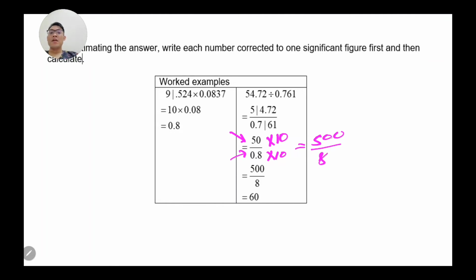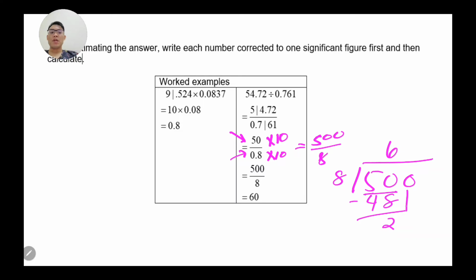Right? So we have 500 divided by 8. How are we going to do that? Let's try. 500 divided by 8. Can we do 5 by 8? No. So we will use 50. Can we do 50 by 8? Yes. How many 8s are there in 50? That would be 6, right? And 6 times 8 is equal to 48. 50 minus 48 is equal to 2, bring down 0. So you have to divide again.